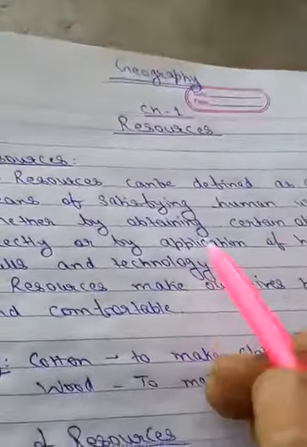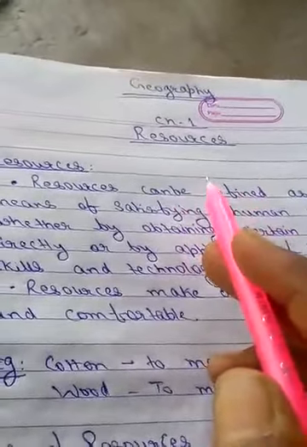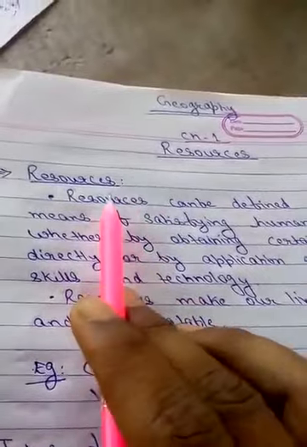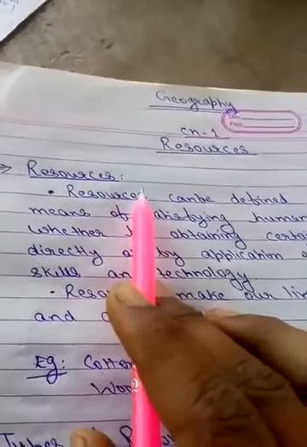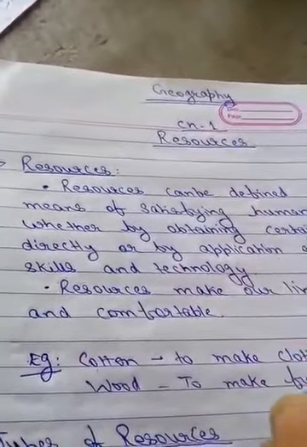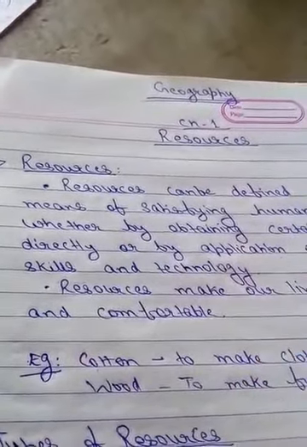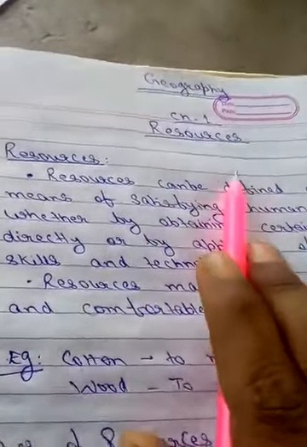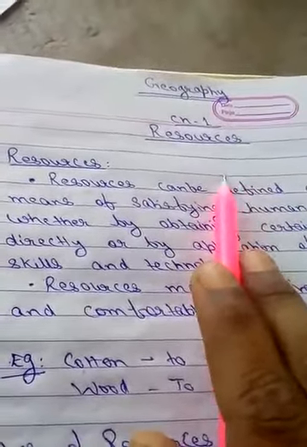In geography, we take resources as chapter number 1. First, we discuss resources. In our surroundings, we see a lot of things, and all these things are resources. Even we are resources. We are human resources. Okay.